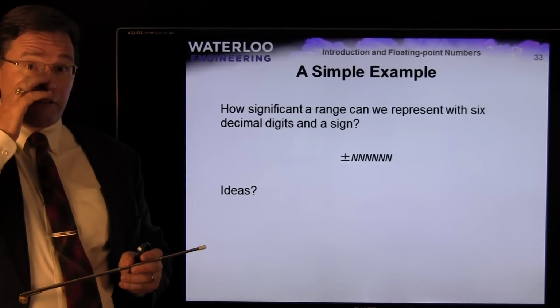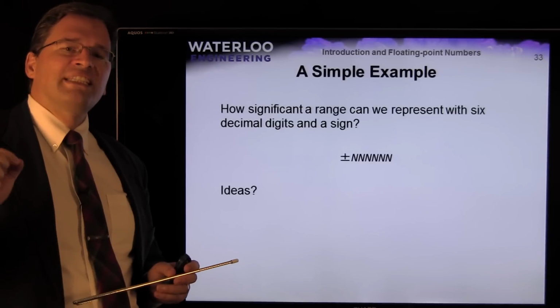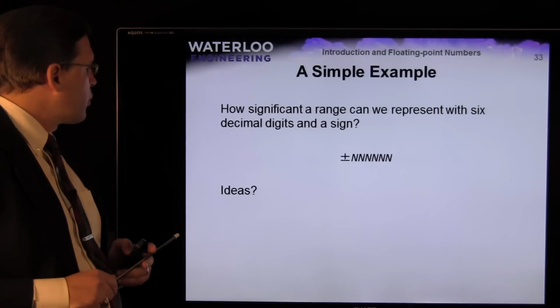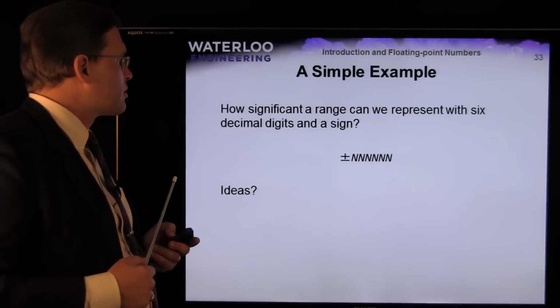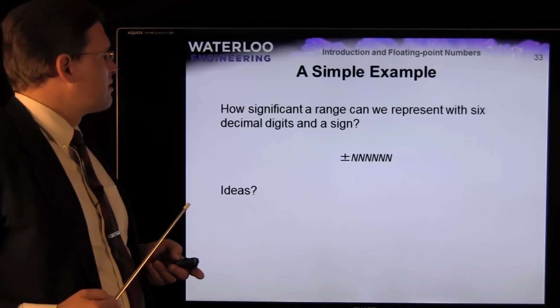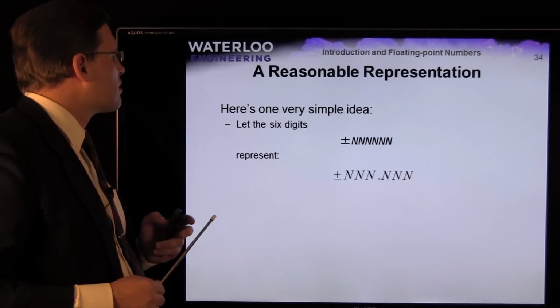So here's my space requirement. I'm going to constrain us to 6 decimal digits of accuracy. Or sorry, 6 decimal integers. Every number that we represent has to be represented with 6 decimal numbers, and we allow a sign bit. How could we do this?